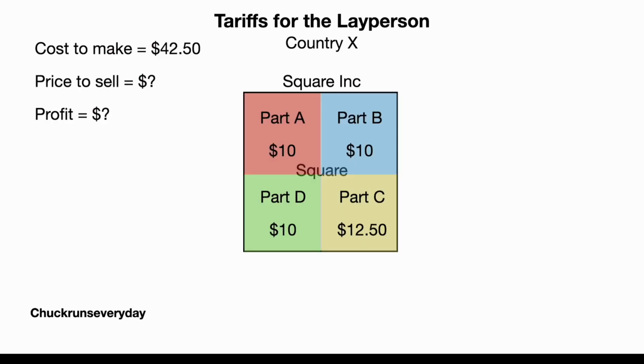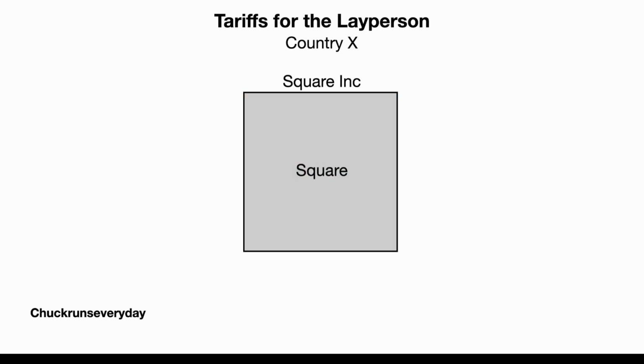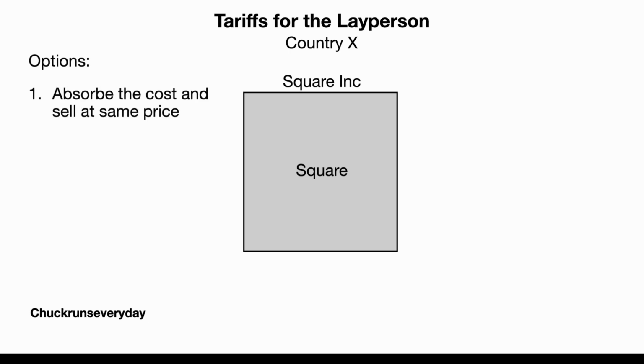So now that square with all 4 parts will cost Square Inc. $42.50 to make. So how much are they going to sell it? What kind of profit are they going to make from that? So to get back to Square Inc. and the square, there's a few options here. One option is to absorb the cost of the tariff and sell it at the same price. So they sell it for $50. They absorb the $2.50, so it cost them $42.50, and now their profit is $7.50 instead of $10.